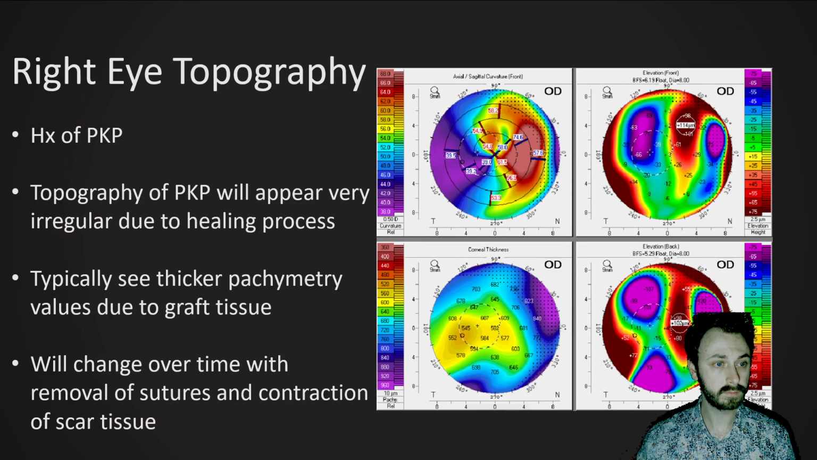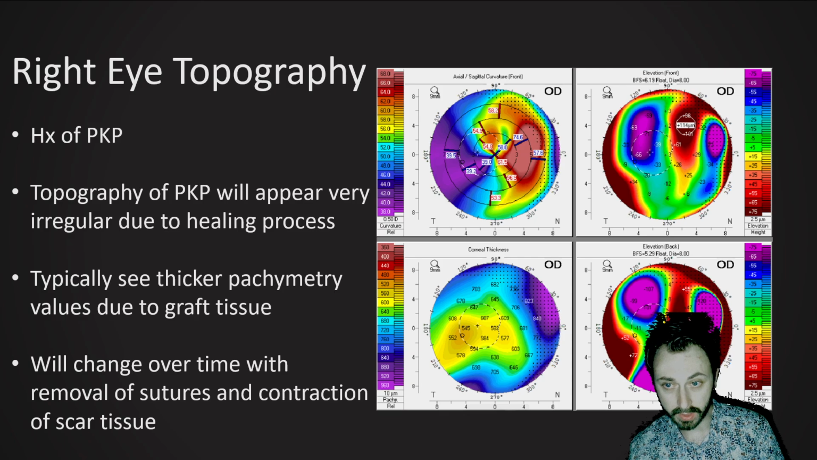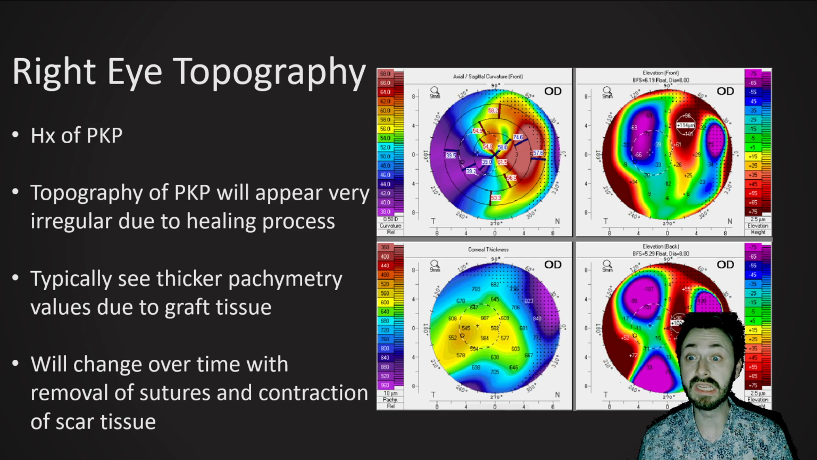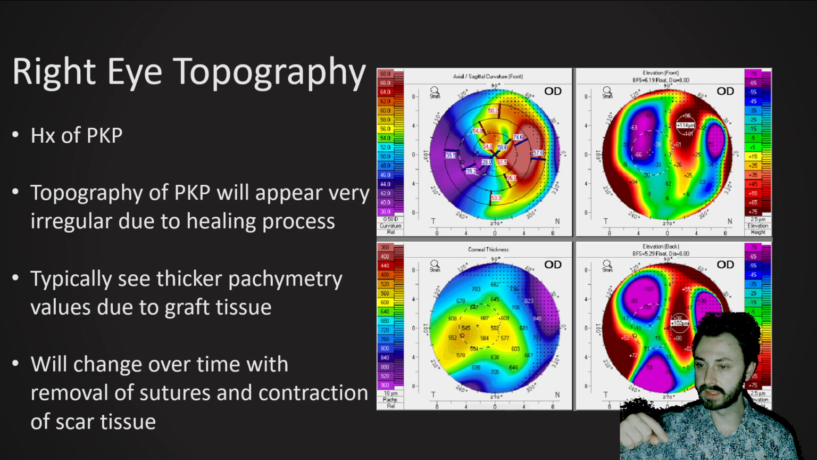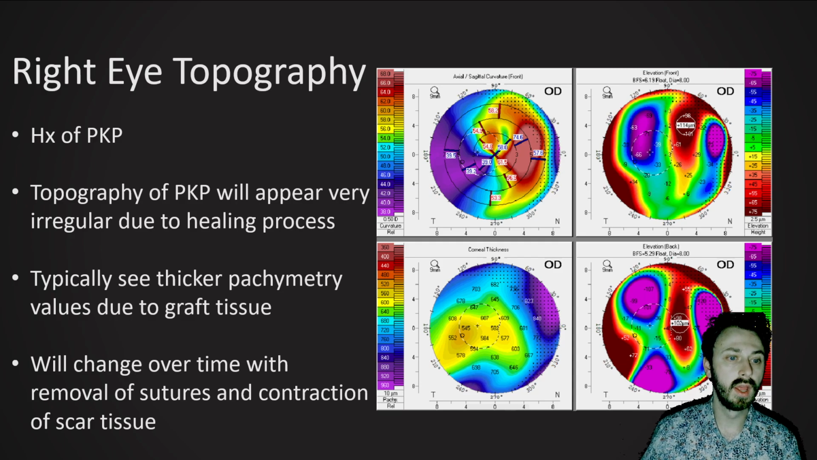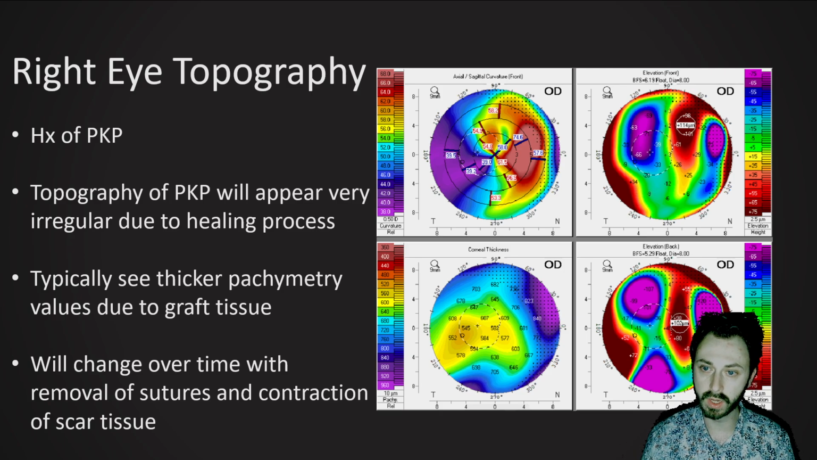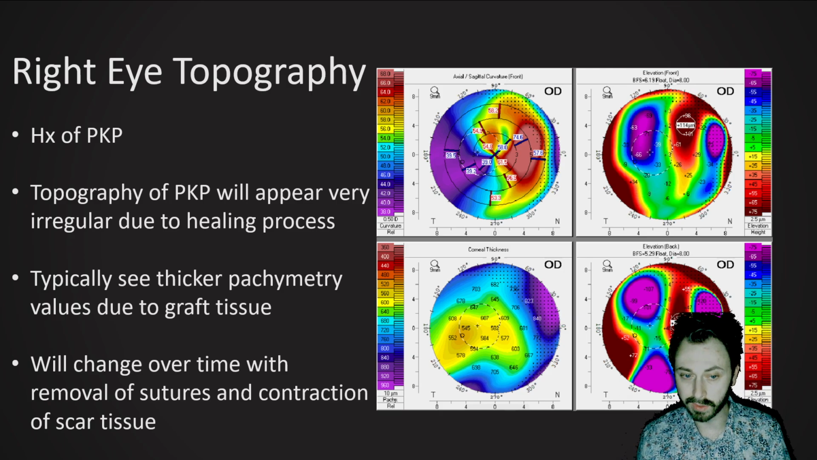So first off, this is the eye with the PKP, the penetrating keratoplasty. The topography of a PKP is going to look very irregular because of the healing process that patients go through. The donor graft is stitched into the host tissue. At that junction, there are sutures which eventually scar down. That scarring causes irregularity across the surface of that cornea and thus causes irregular astigmatism.